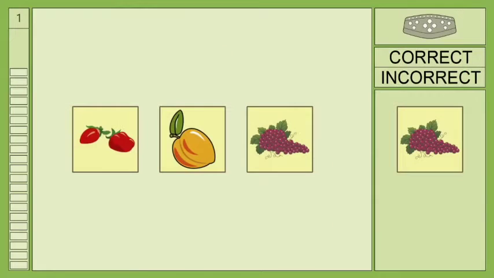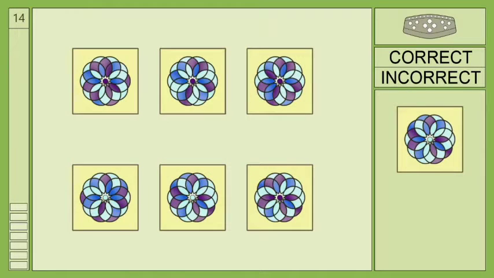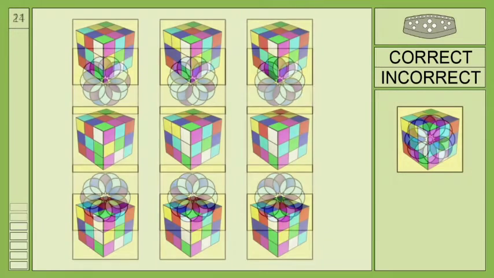The training begins with a low number of objects which are easy to differentiate. With rising difficulty, there will be a greater number of objects with increasing complexity.